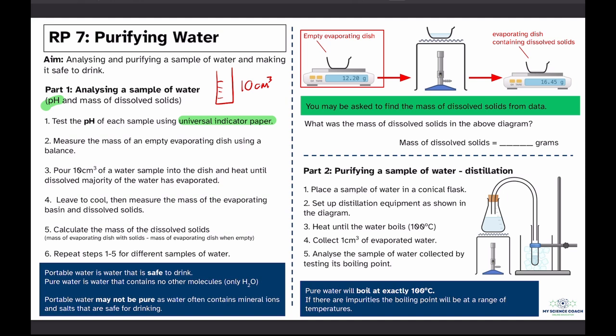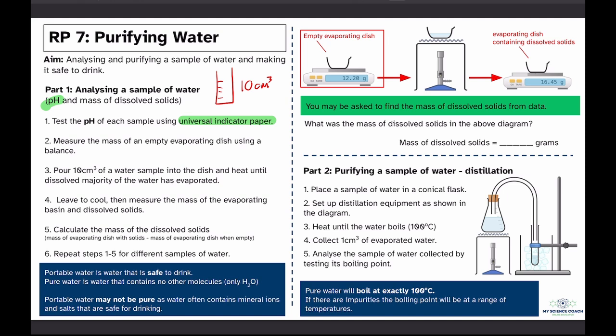Then what we do is we pour the 10 centimetres cubed sample of water into this dish, and we place that dish on top of a Bunsen burner. So obviously we need a tripod, we need a gauze. And you're going to heat it till it boils and most of the liquid evaporates, and you're going to be left with the dissolved solids.